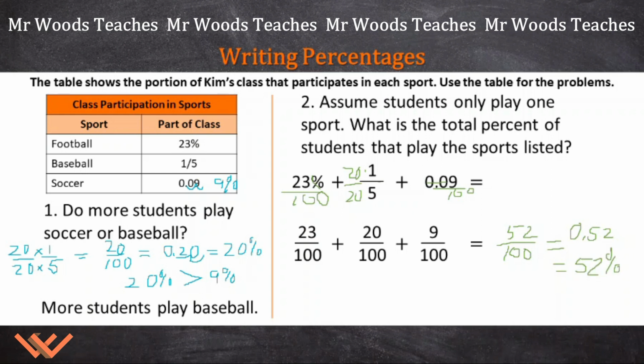Now, how do we write the answer? We write it out this way. 52% of the students play a sport. See how we got the answer for the total number of students that play a sport, but that does not answer the question. It says, what is the total percentage of students that play the sports listed? We need to answer it as a complete sentence. 52% of the students play a sport.